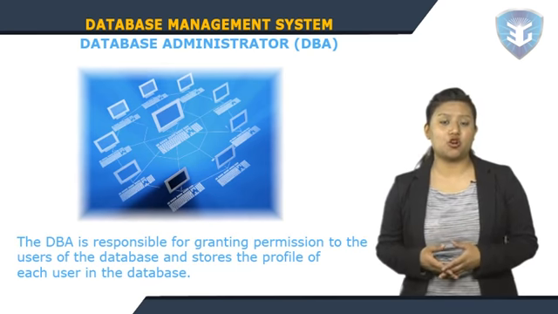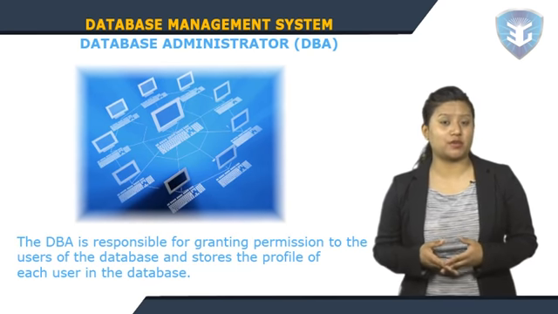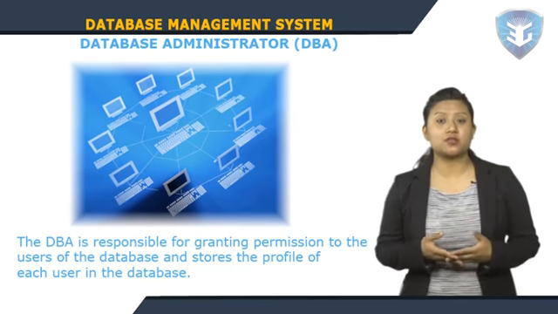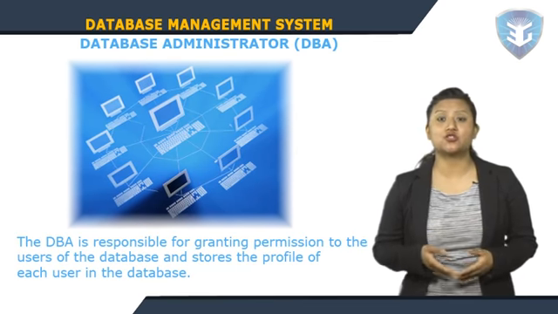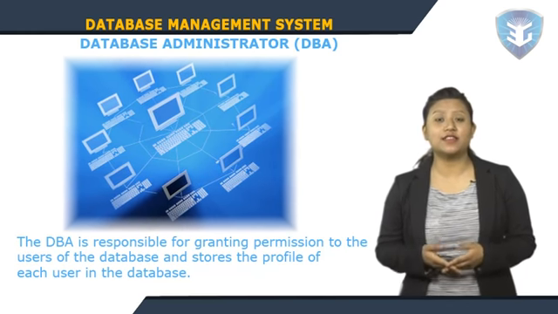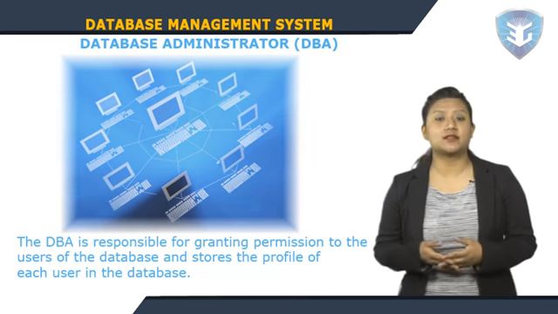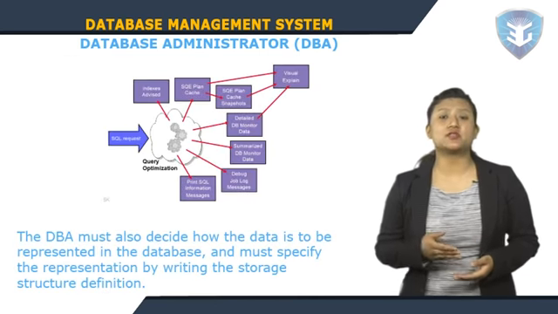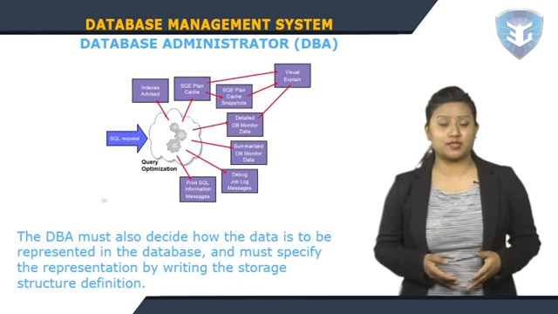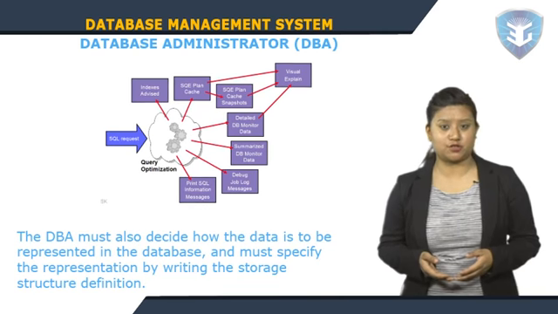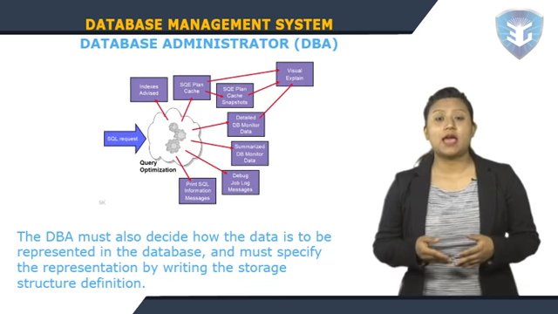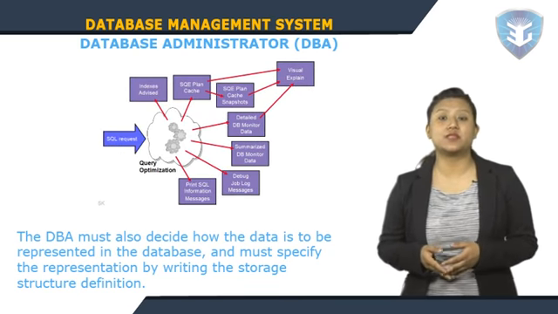It is the DBA's job to decide exactly what information is to be held in the database, in other words, to identify the entities of interest to the enterprise and to identify the information to be recorded about those entities. Having done this, the DBA must then define the content of the database by writing the conceptual schema. The DBA must also decide how the data is to be represented in the database and must specify the representation by writing the storage structure definition. In addition, the associated mapping between storage structure definition and the conceptual schema must also be specified.